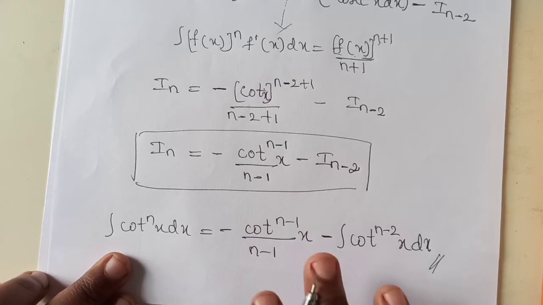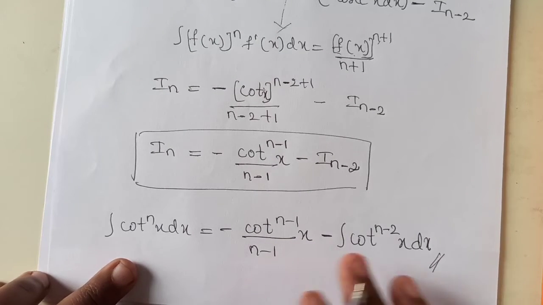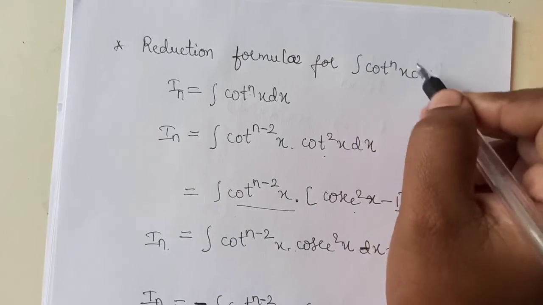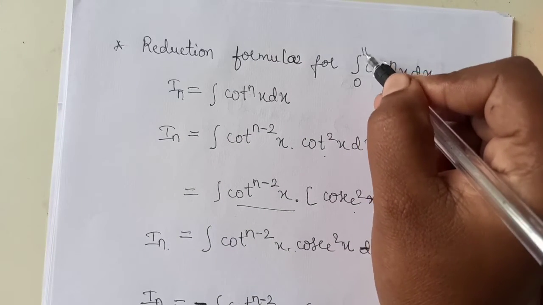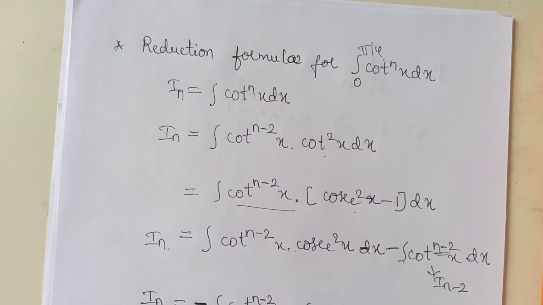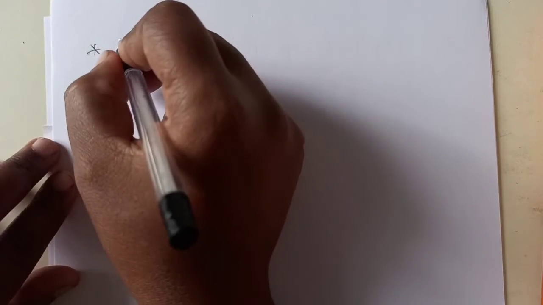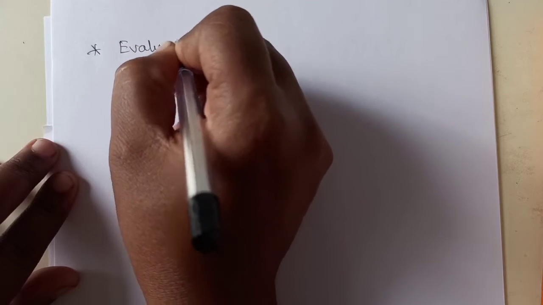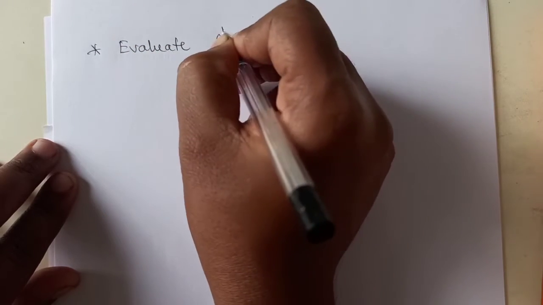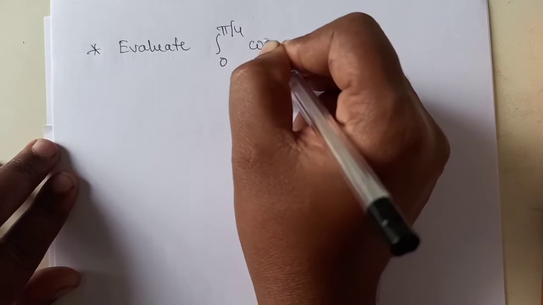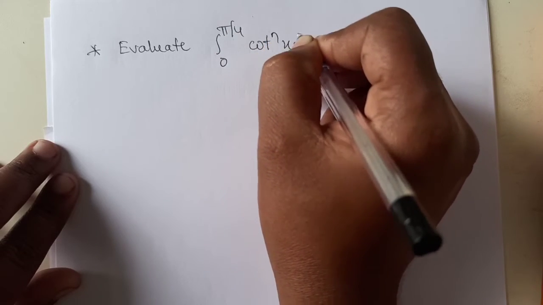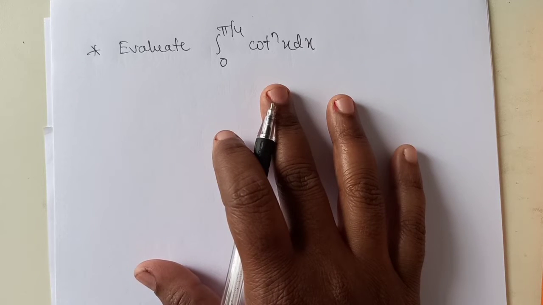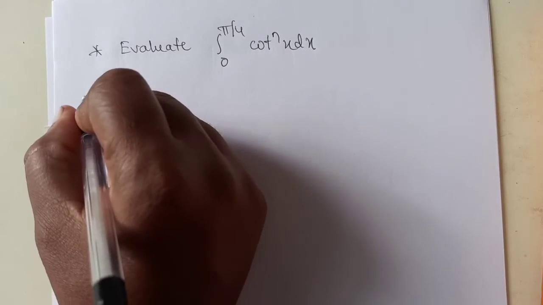Okay, using this we can derive the reduction formula for the definite integral, that is integral 0 to pi by 4 also. Okay, so that is the next problem. We have to evaluate integral 0 to pi by 4 of cot^n x dx. Okay, this can be derived by using the reduction formula for cot.